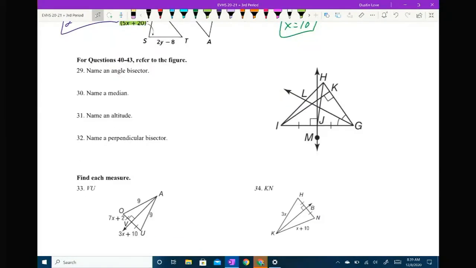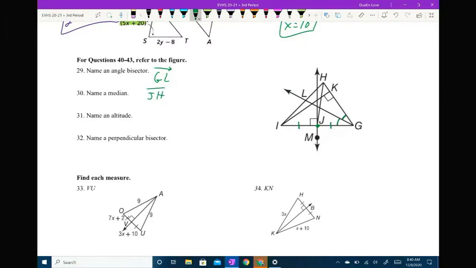Okay, 29. Name an angle bisector. So we're looking for a ray that cuts an angle in half. The ray that I'm seeing that actually does that, I can see that here this angle is congruent to that angle. So the angle bisector is that ray, GL. Now name a median. Remember, a median connects a midpoint to a vertex. Here point J is a midpoint because these two are congruent. So the one that connects that to a vertex is going to be JH.